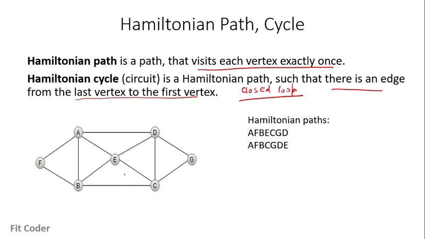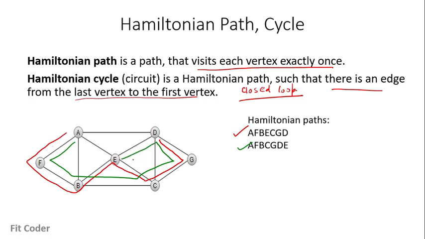So we have this graph which has 7 vertices. One of the Hamiltonian paths is A, F, B, E, C, G, and D. So this path visits each vertex exactly once. There can be many Hamiltonian paths in the same graph. I've listed one more here. So this is A, F, B, C, G, D, and E. Both of these paths are open-ended.